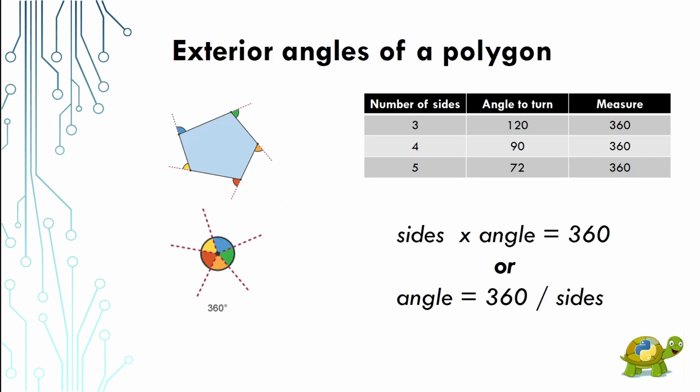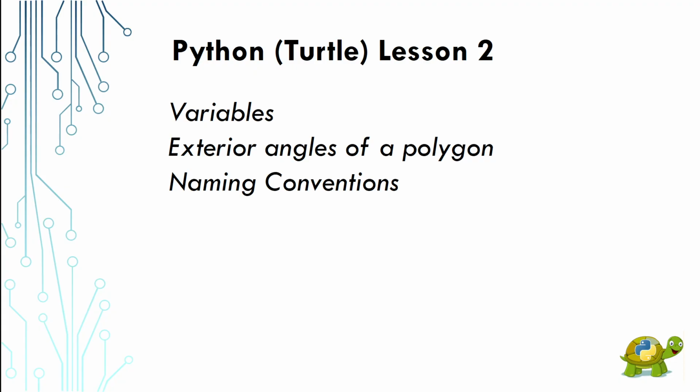So let's go back to the beginning and review what we've done in this video. We introduced the concept of variables, which is representing some information with a word or a short letter. Again, we've seen this in math, science, and our everyday lives. We saw that there's a particular property of a polygon where the exterior angles add up to 360, and we were able to create a formula to calculate the angle that a turtle should turn in order to draw a shape. Lastly, we reviewed some rules on how to name our variables so that our Python program can understand them.